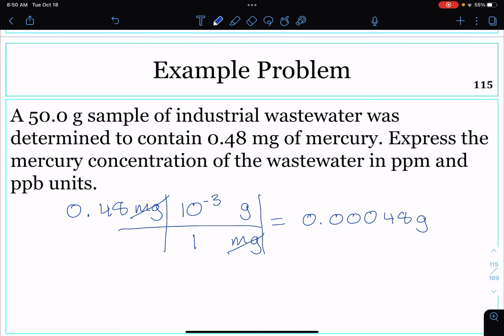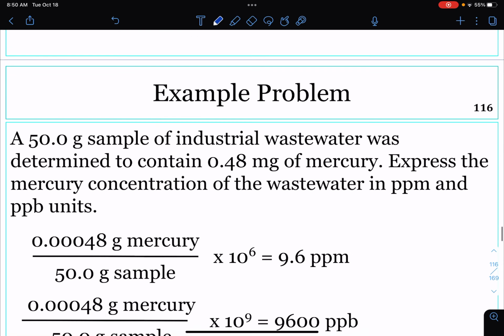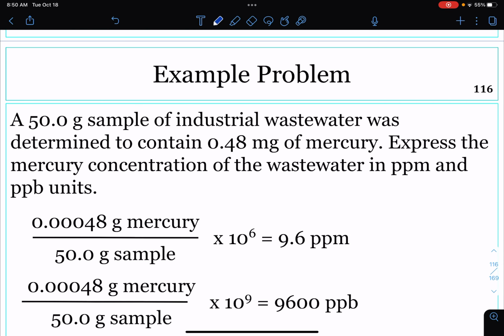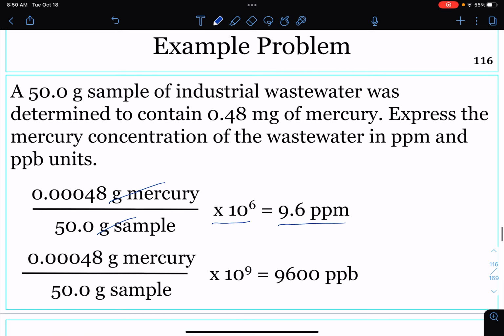Now let's take the mass of mercury in grams that we just calculated and divide by the total mass of the solution, which is the 50-gram sample. When we divide the masses, the mass of grams of mercury and grams of sample, the grams unit cancel in the numerator and the denominator. For parts per million, we will then multiply by 10 to the 6, or 1 million, to get 9.66 parts per million. For parts per billion, we will then multiply by 1 billion to get 9,600 parts per billion.